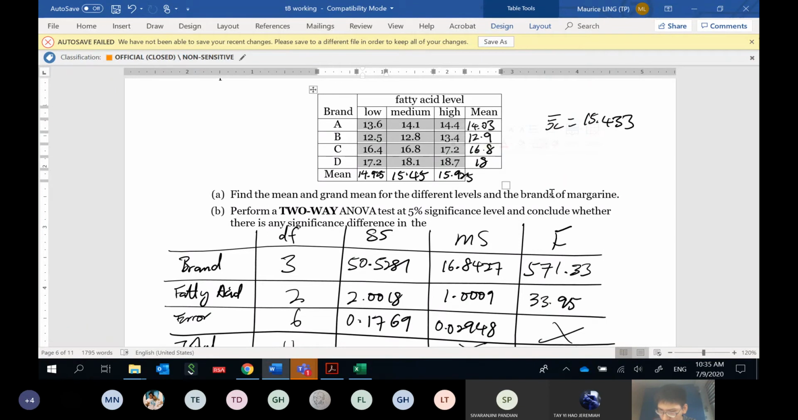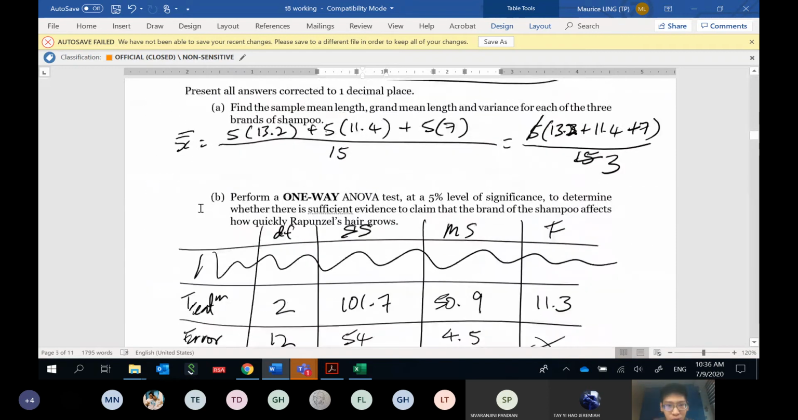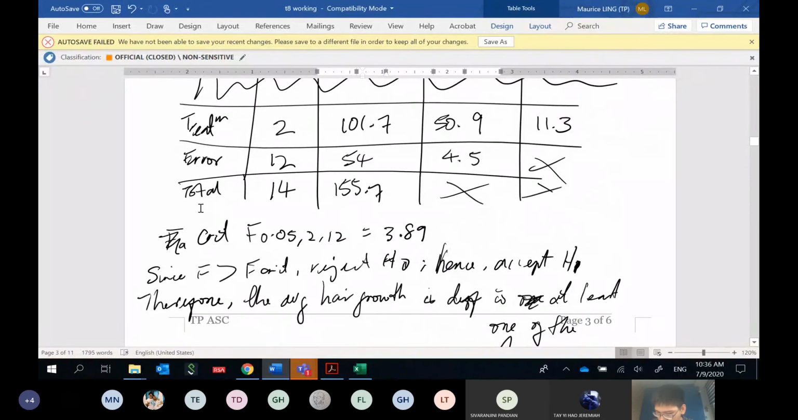Yes, sir. Also, may I ask regarding question 3B, when we are writing out the final conclusion about the rejection or the acceptance of the hypothesis, in the event that we have rejected H0, if we do not mention at the end the part about how at least one brand of shampoo affects how quickly Rapunzel's hair grows, and we just mention that the brand of shampoo affects how quickly Rapunzel's hair grows, will the conclusion be incorrect? The conclusion is still okay.